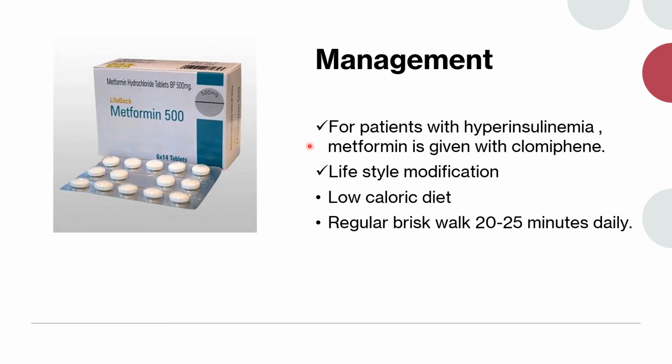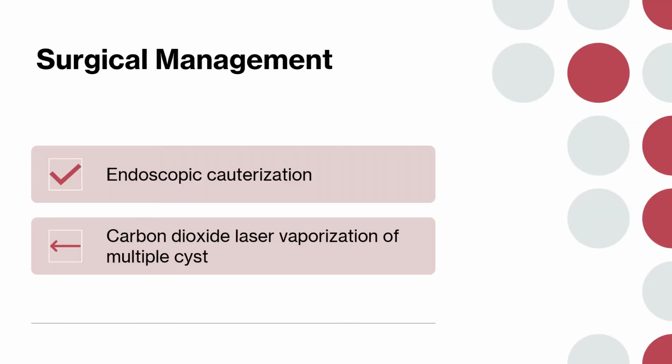And definitely there should be a lifestyle modification for those who have PCOS: they have to take a low caloric diet and they have to do a brisk walk, like 20 to 25 minutes daily. Apart from this, surgical management. There is endoscopic cauterization and carbon dioxide laser vaporization of multiple cysts. Through this cauterization, the cysts will be removed.